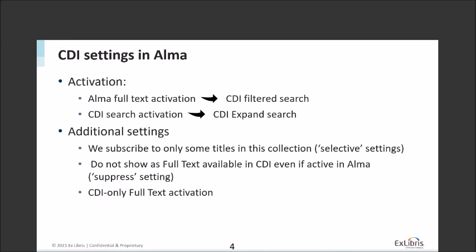So these are the activation settings in Alma that have an impact on CDI. We also have three additional settings related to CDI in Alma. The first one is "we subscribe to only some titles in this collection." We also call this the selective CDI setting. The second one is "do not show as full text available in CDI even if active in Alma." A long name, we sometimes shorten it to the suppress setting. The third setting is the CDI only full text activation. So these are all the things that you can do in Alma and that have an impact on what your users will see when they search in the discovery system and they search CDI.